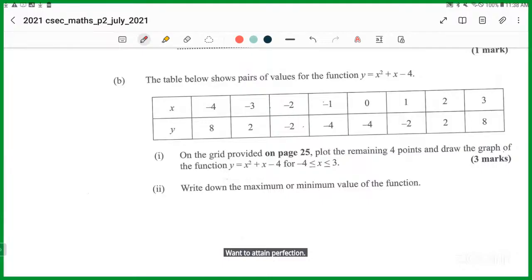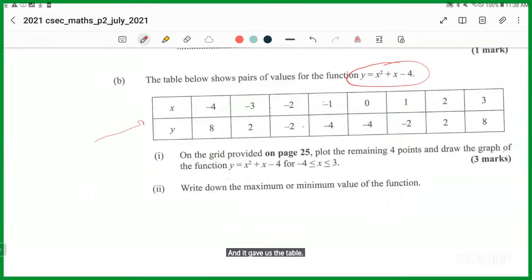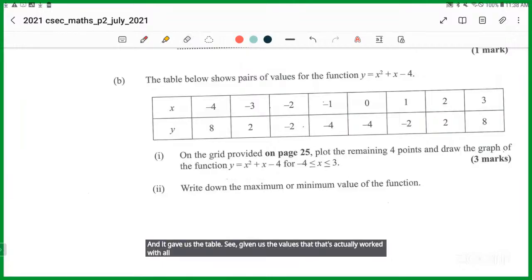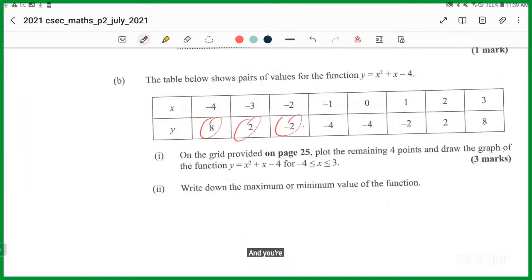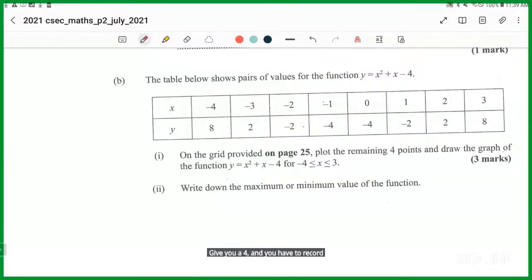Alright, so this question gave us this function, and it gave us the table. So it's giving us the values. It's actually worked out all the values for us. And you're going to see on some exam papers where they don't work out all the values for you. What they might do is leave a couple of them. It might give you 4, and you have to work out 3 or 4 for yourself. But in this case, they give us all the values.